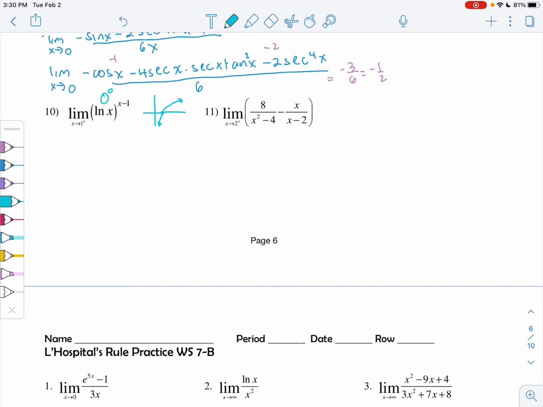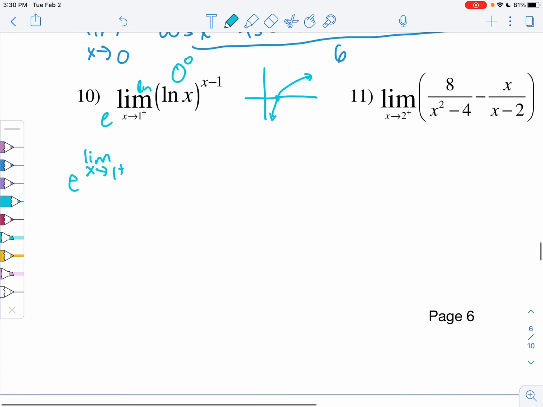So if we stick an ln in front and then exponentiate, our expression becomes e to the limit as x approaches 1 from the right of the ln of x, which is your base. We can bring the x minus 1 down on the same level as the ln. And so from here, if you do a direct substitution, you're going to get 0 times infinity.